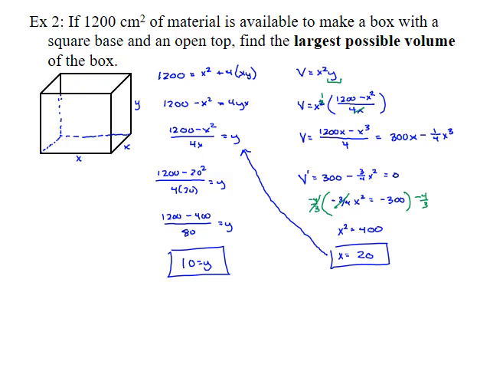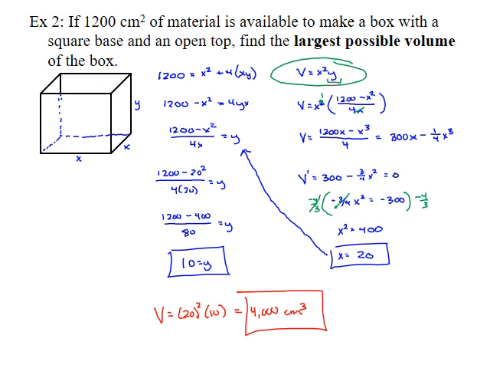Now, normally you would be done, but it actually asks us to find the largest possible volume. So way back up at the top, you have your volume formula. Plug in the x and y you just found. Volume would be 20 squared times 10. So that is 400 times 10, which is 4,000. And we have to call this cubic centimeters. This is the largest possible volume you can find of this box according to the parameters that we were given.